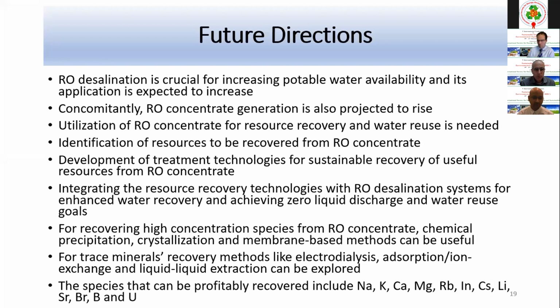For recovering high concentration species from RO concentrate, chemical precipitation, crystallization, and membrane-based methods can be useful. And for trace mineral recovery, electrodialysis, adsorption, ion exchange, and liquid-liquid extraction can also be explored. The species that can be profitably recovered include sodium, potassium, calcium, magnesium, rubidium, indium, cesium, lithium, strontium, bromine, boron, and uranium. So with this, I come to the end of my presentation.